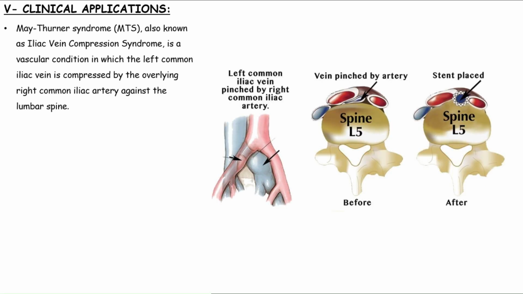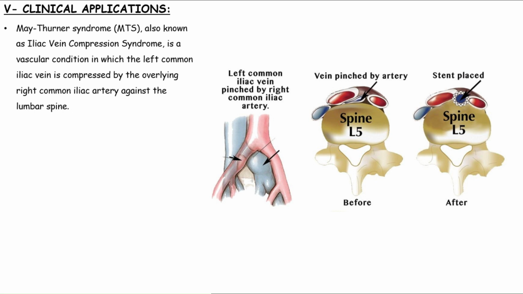Let's explore now some clinical notes and applications. May-Thurner syndrome, MTS, also known as iliac vein compression syndrome, is a vascular condition in which the left common iliac vein is compressed by the overlying right common iliac artery against the lumbar spine.